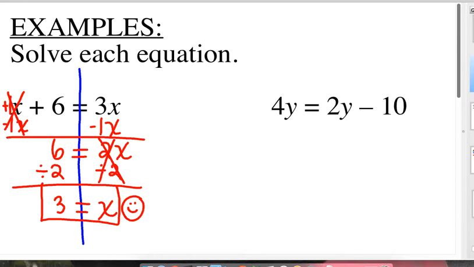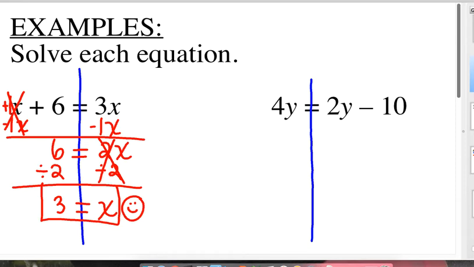I promise you'll catch on. This does get better. Okay, let's look at the next one here on the right. It says 4y equals 2y minus 10. Look. Start with the constants. I see one constant, it's minus 10, and there are no more like him, so he just gets to hang out for a minute and be patient.